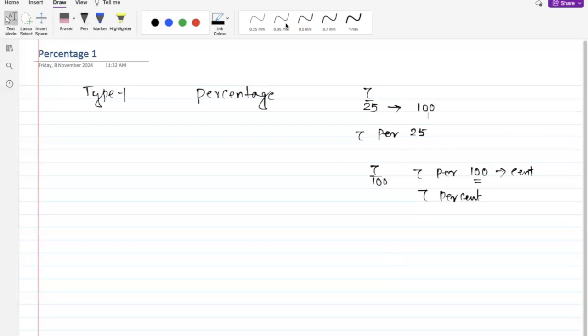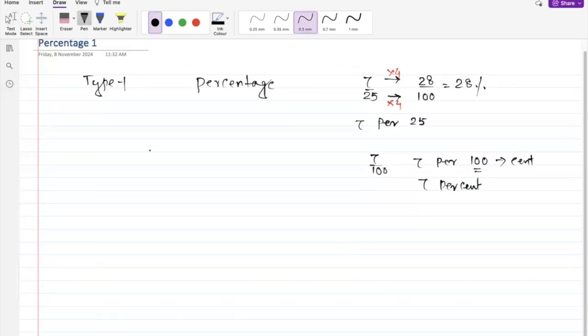So if I want to calculate 7 by 25 is what percentage, I want the base to be 100. So to make the base 100, I multiply this by 4. And parallelly, I multiply 4 with the numerator as well, which ultimately becomes 28 by 100, which is easier to say as 28%.